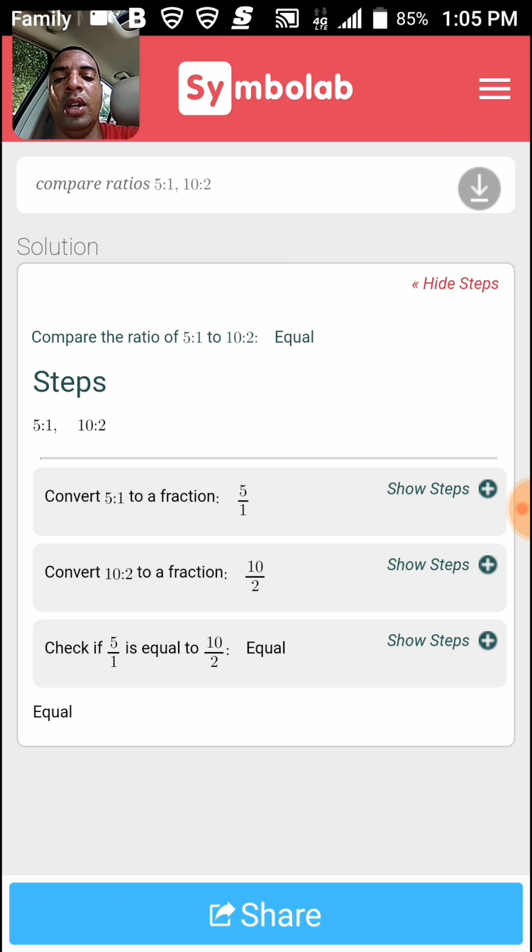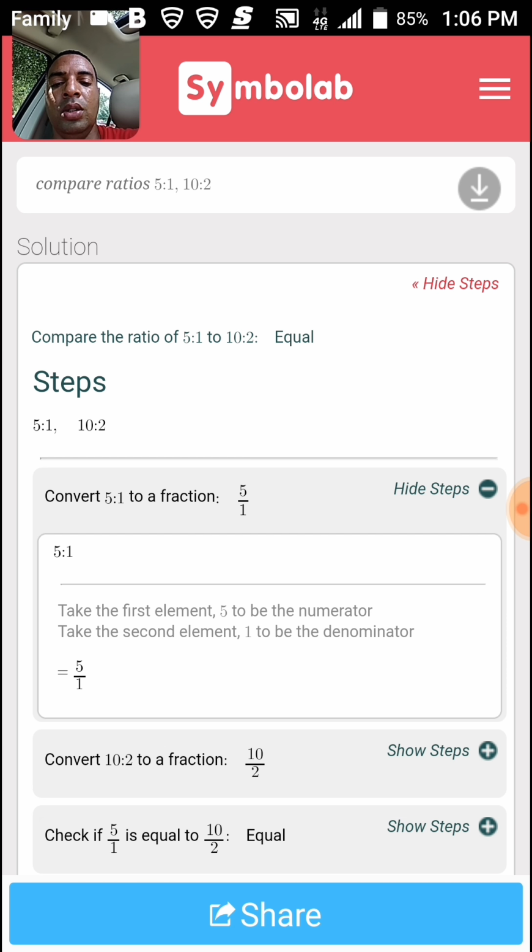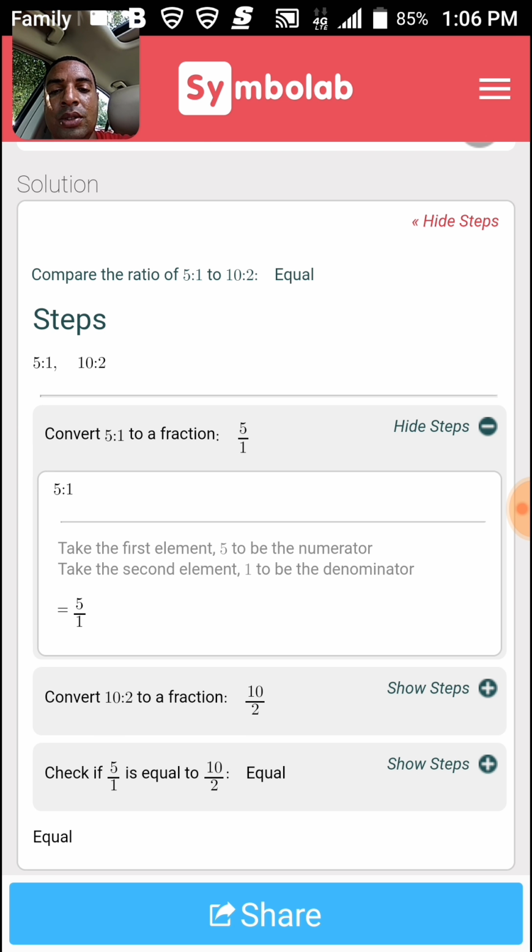First thing we need to do is convert 5 to 1 to a fraction. Remember, the colon is the same thing as the fraction line. The numerator will be the first number, and the denominator will be the second number. Take the first element, 5, to be the numerator, and the second element to be the denominator. So we have 5 over 1. Before we go on, 5 divided by 1, when you have a fraction line, is division. 5 divided by 1 is 5.